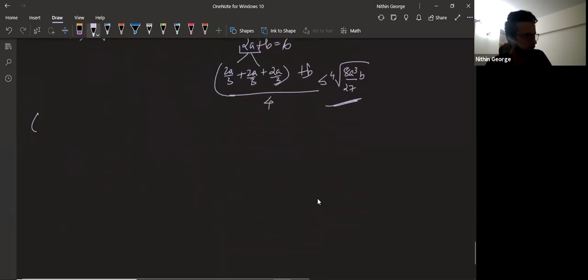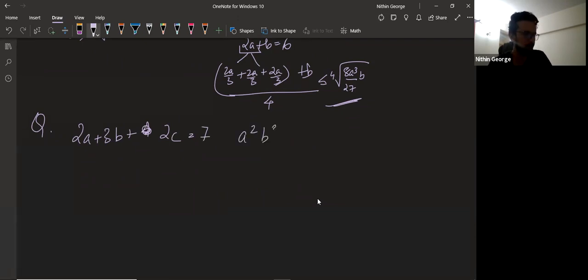All right. I hope you guys understood this. So solve the next problem on your own. 2A plus 3B plus 2C equal to 7. Find the maximum value of A square B cube C square. Find the max of A square B cube C square.